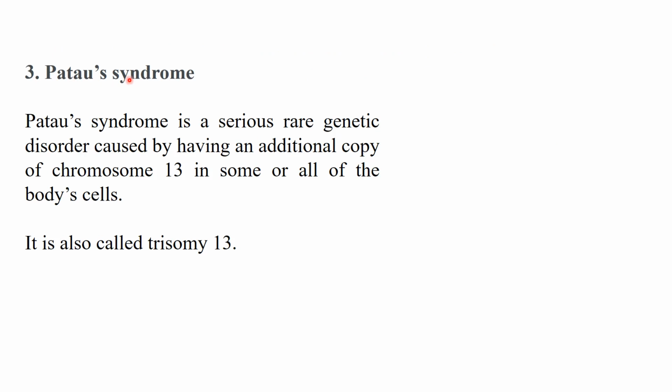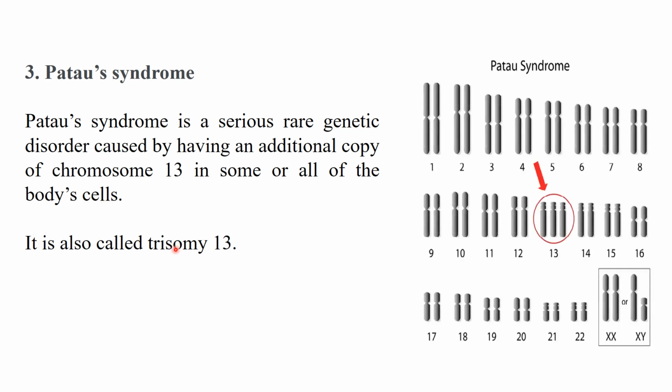Patau syndrome. The third syndrome is Patau syndrome. Patau syndrome is a serious rare genetic disorder caused by having an additional copy of chromosome 13 in some or all of the body cells. It is also called trisomy 13. All the chromosomes are in the normal diploid state, but chromosome 13 is present in three copies. That's why it is called trisomy 13 or Patau syndrome.